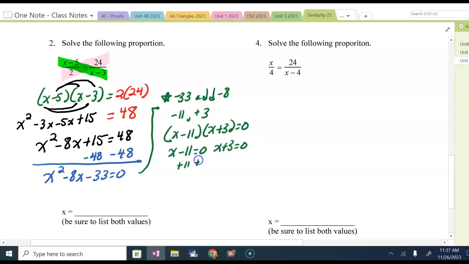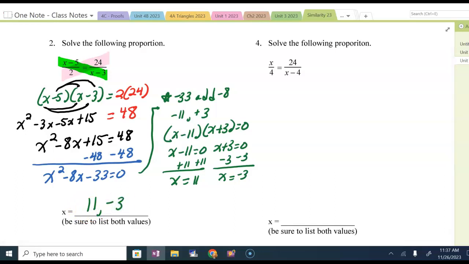We'll add 11 to both sides. So x is equal to 11. We'll subtract 3 from both sides in the other equation, x is equal to negative 3. So the two answers are 11 and negative 3.